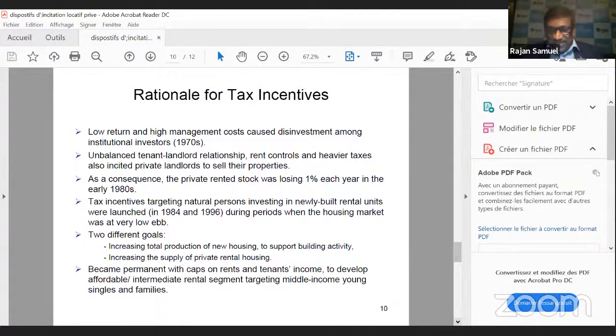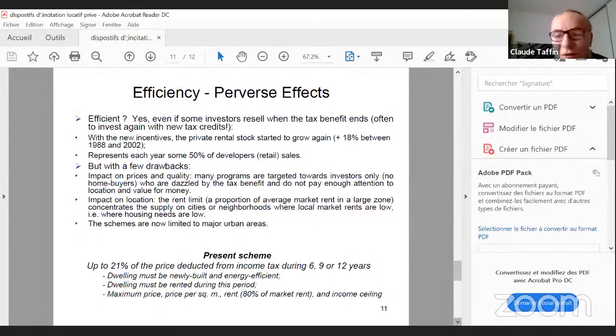I'm sorry. I'm coming very rapidly because the rationale I can be very short, because I already mentioned it: to encourage young people's mobility. The other reason is that the institutional investors had more or less disappeared because of the unbalanced relationship, the return, et cetera. So we introduced different schemes.